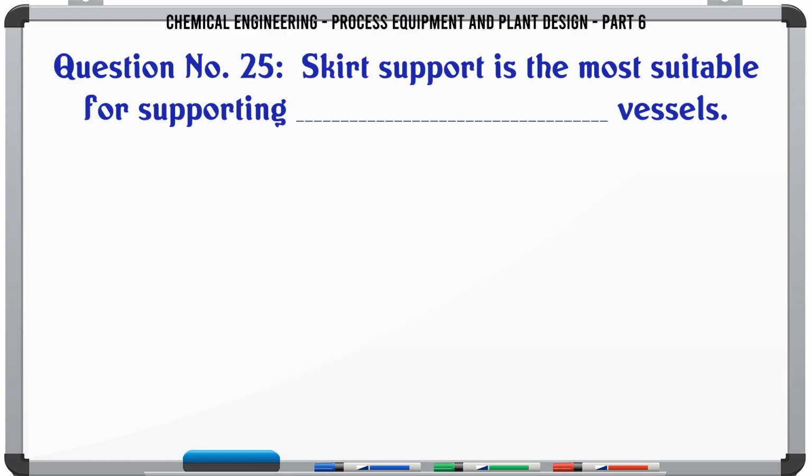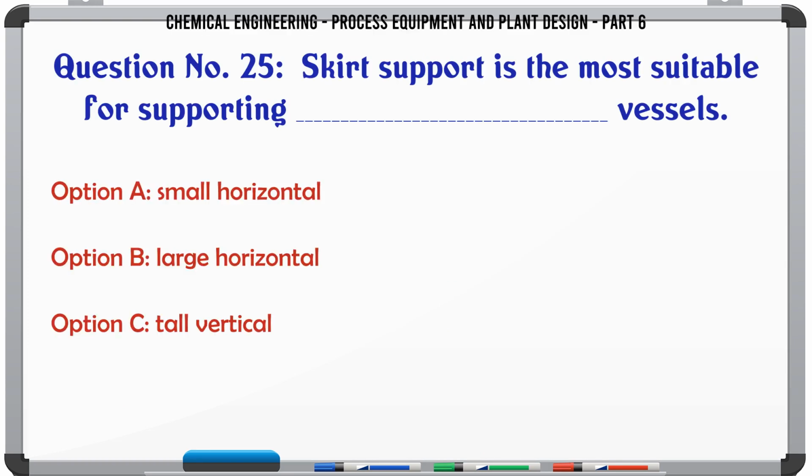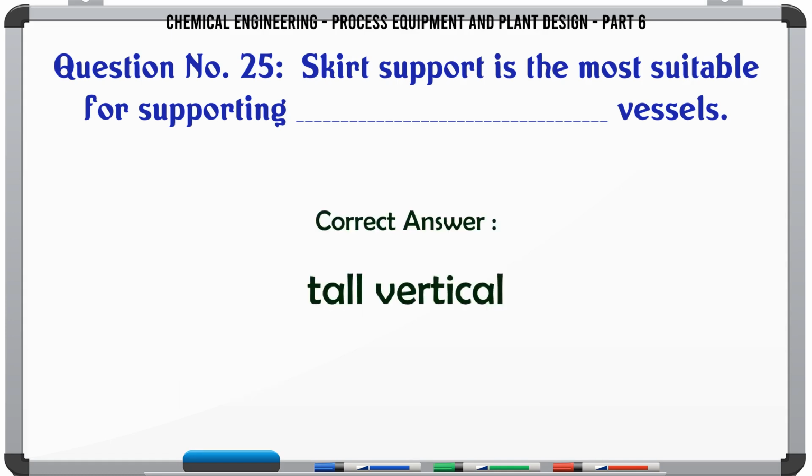Skirt support is the most suitable for supporting blank vessels. A. small horizontal, B. large horizontal, C. tall vertical, D. thick walled. The correct answer is tall vertical.